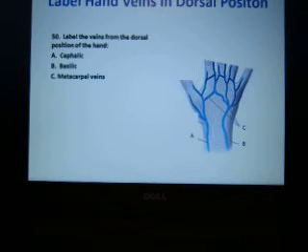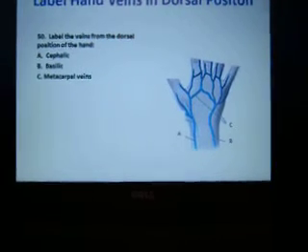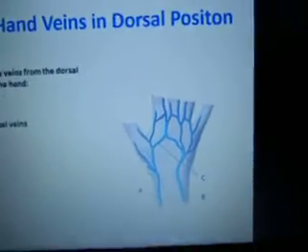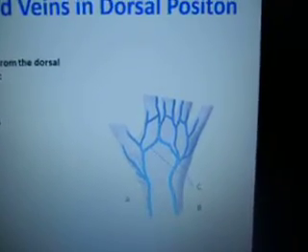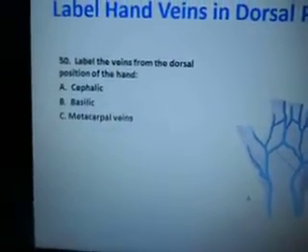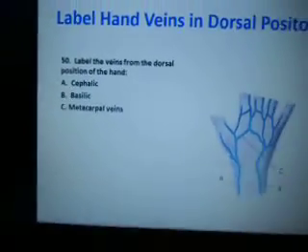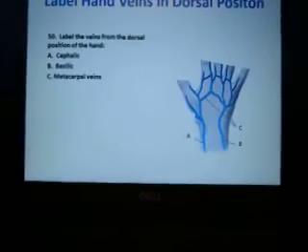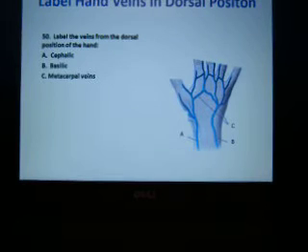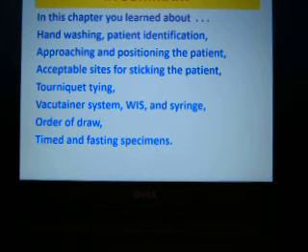So, and then labeling the dorsal veins in the hand. And again, like I said, go to your textbook for a bit of a better picture along with your study guides. Have those pictures in there as well, and you're going to need to know how to label this and where those veins are, okay? So Chapter 10 we finished up with.